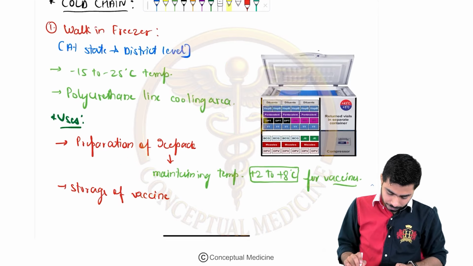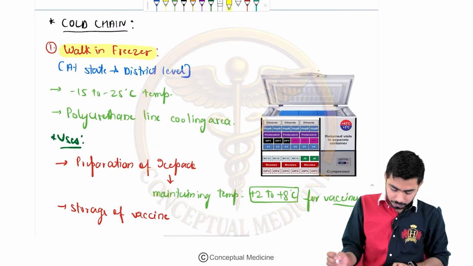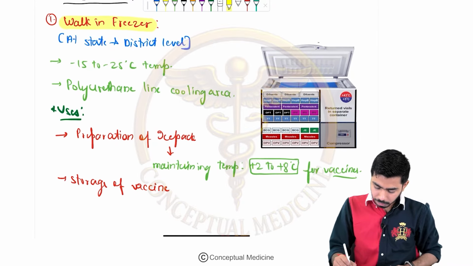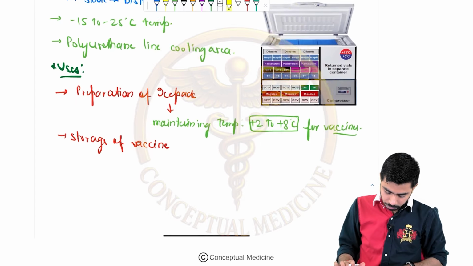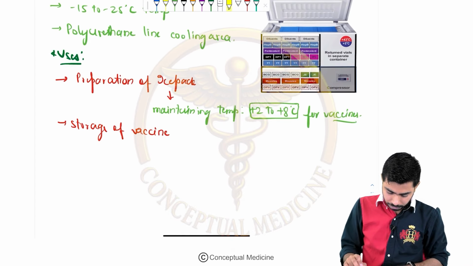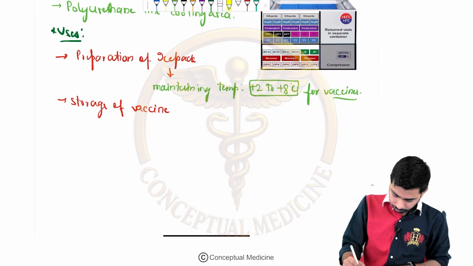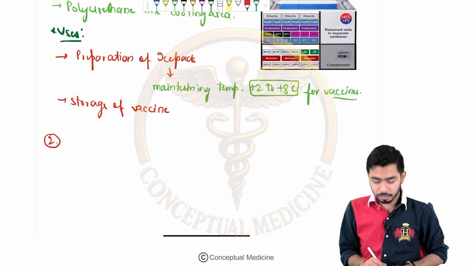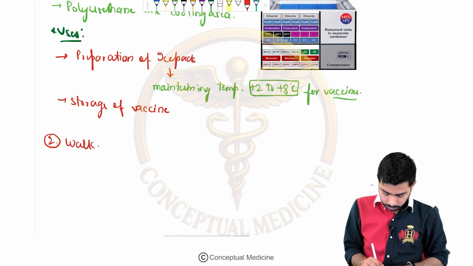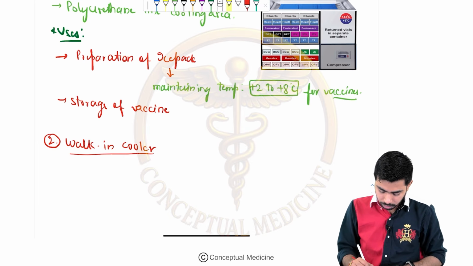Then we have talked about the walk-in freezer. I will be coming to this diagram later on, but let me talk about the other points over here. What is the second one which we shall use over here? That is a walk-in cooler. So first one was the walk-in freezer, this is the walk-in cooler.